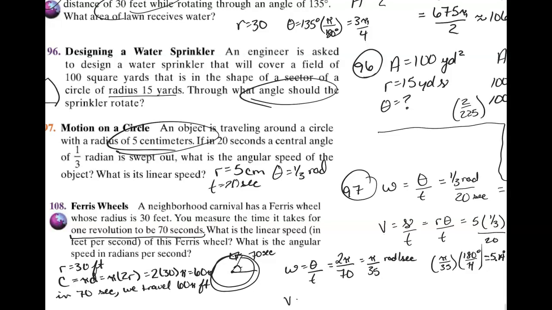So to figure out V, linear speed, is S over T. S is our arc length. We already said that was 60 pi. And T is 70. So we're traveling 6 pi over 7 feet per second.